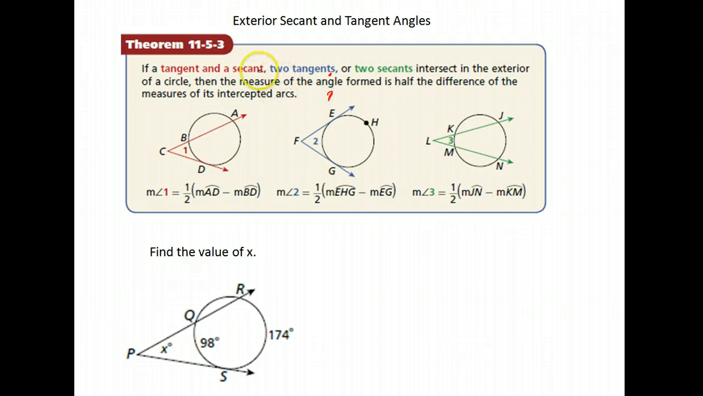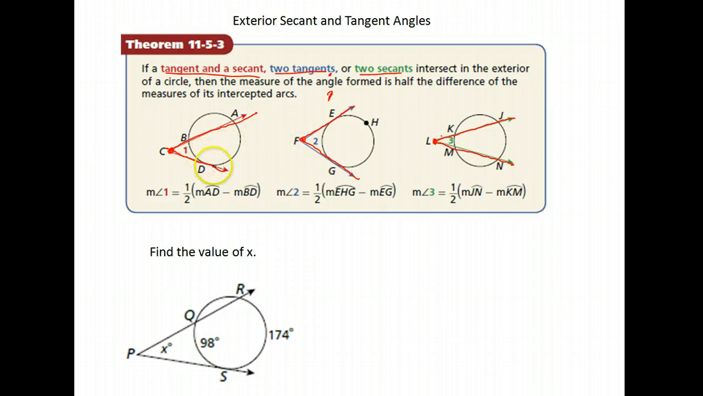And that can happen when you have either a tangent and a secant intersecting. So notice here, here's a tangent intersecting a secant outside of the circle. Or if you have two tangents intersecting, notice here's a tangent intersecting another tangent. Or if you have two secants, so again, here's a secant intersecting another secant, and again, the vertex is outside the circle.